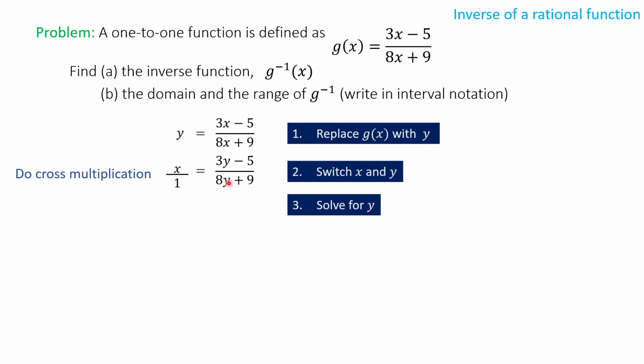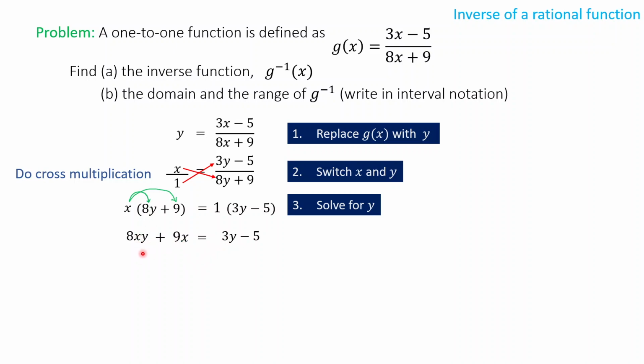So x times this is equal to, then multiply this and this. Now use the distributive property. You multiply this and this, you get 8xy, then this and this. This is positive, this is positive, you will get positive sign. Then x times 9, you get 9x. This is equal to 1 times this is this.